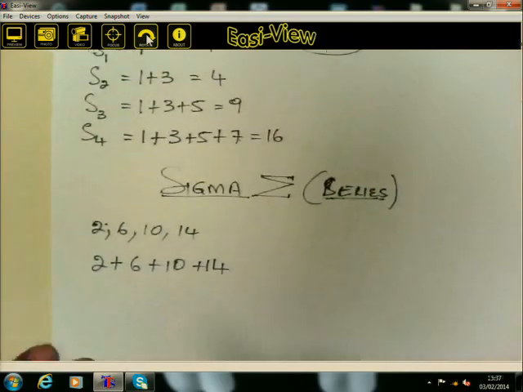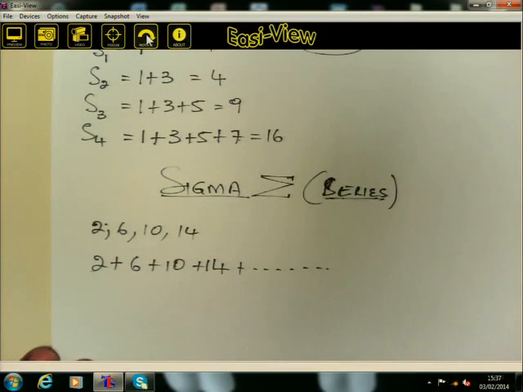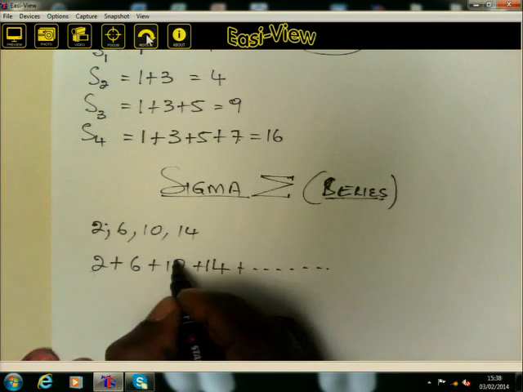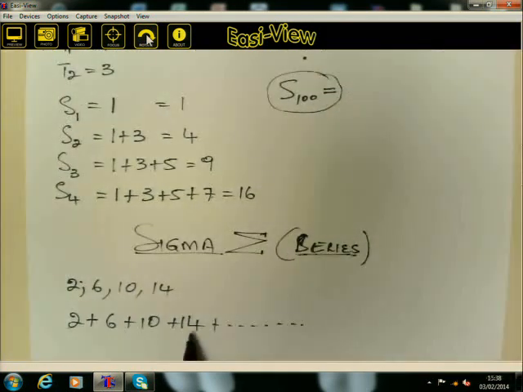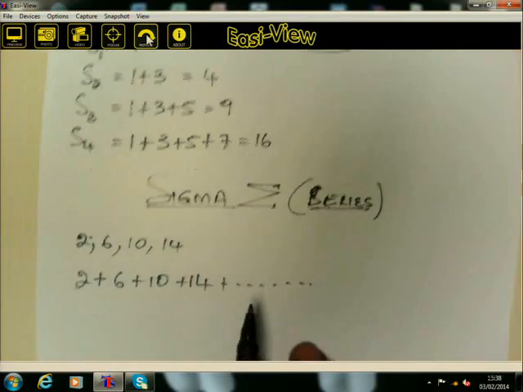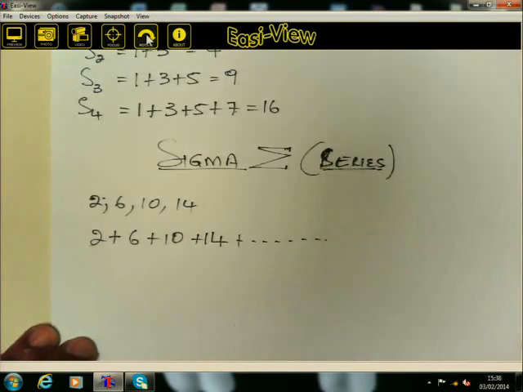So we can add these first 4 terms, but it continues. The first 4 will be easier for us. You can take your calculator and add that one, and then you know what the sum is. But if we want the sum of 100 terms of this one, what do we want to do? We must get an easier and shorter way of doing it.